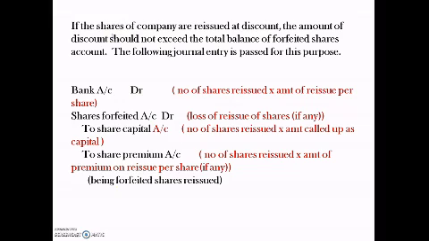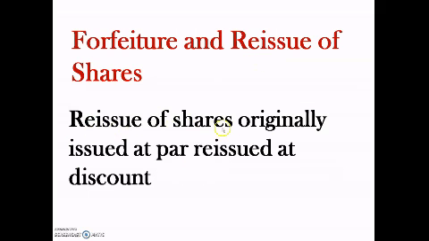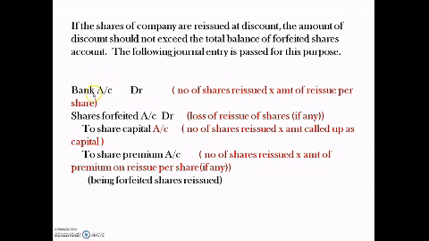See here, if the shares of a company are reissued at discount, the amount of discount should not exceed the total balance of the forfeited shares account. The following journal entry is passed for this purpose. When there is a reissue of shares originally issued at par and it is reissued at discount, the journal entries will be: bank account debit, shares forfeited account debit, to share capital account, to share premium account. If there is a premium, we can add this entry to share premium account.